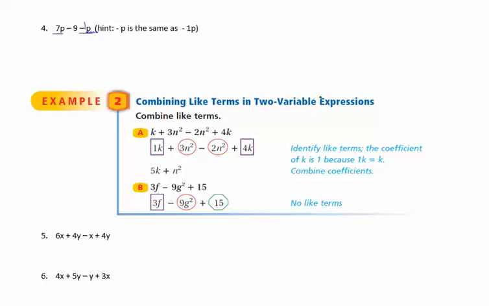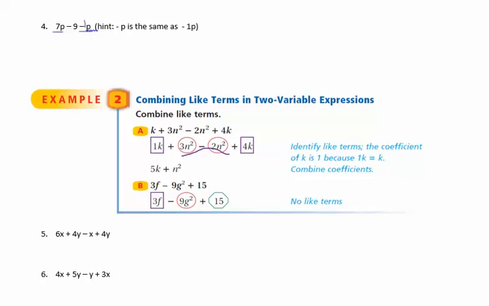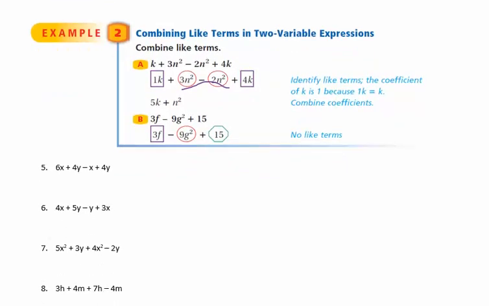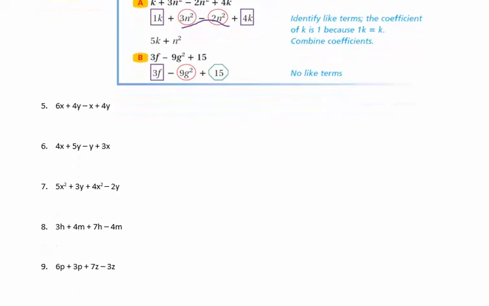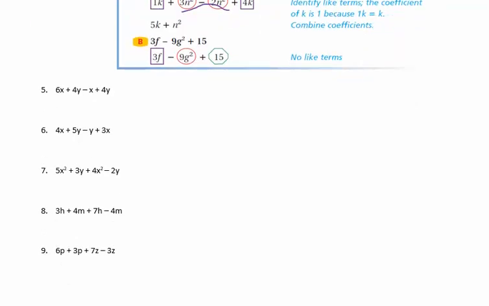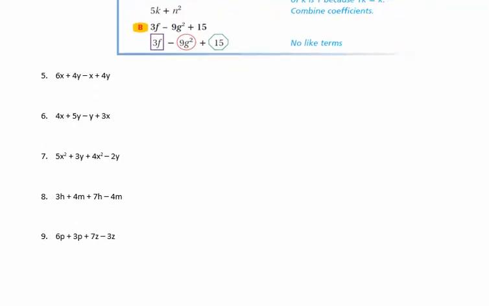Now the next part has the example again where you have more than one variable. So here we have a k and an n squared. So the n squareds go together and the k's go together. So there's really nothing different here than if it was an f and f squared. If they're not the exact same variable, then you can't put them together. Let's do number 6 together.